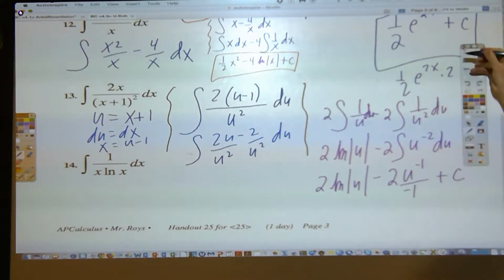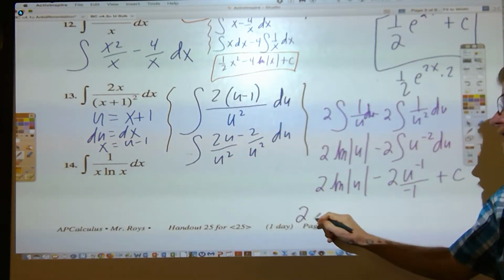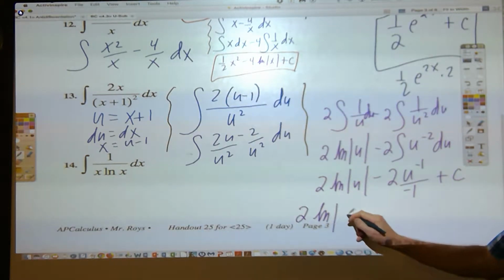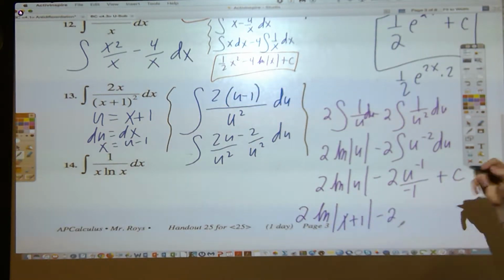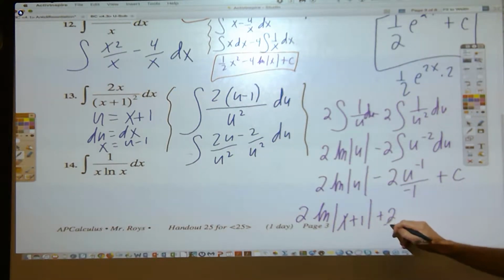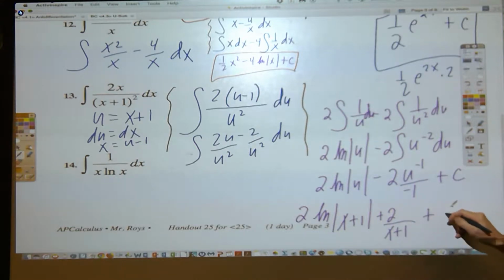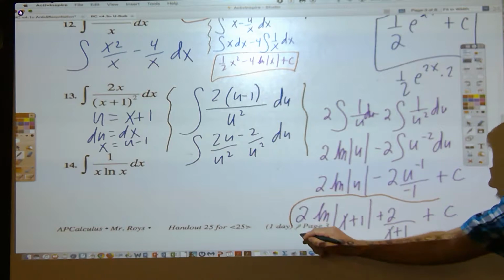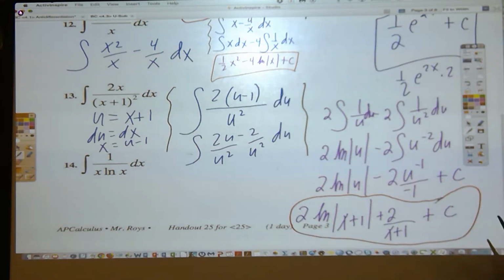I think I can now get the final step, since u is x plus 1. Final answer, 2 natural log of the absolute value of x plus 1 minus 2. Oh, no, it's plus 2 because the negatives cancel. So it's 2 over x plus 1 plus c. You see, u to the negative 1 is 1 over u. And 1 over u is 1 over x plus 1. And I'm just going to pause here to make sure we're okay with number 13.